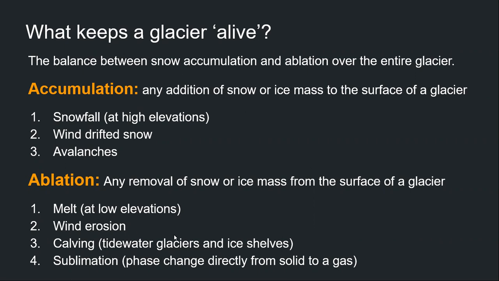In terms of ablation, we have melt, especially with the sun shining on the ice. We have wind erosion. That sounds a bit weird, but wind, when it's really strong, can actually take some of that material away from the glacier. Calving, where icebergs break off from the main glacier and therefore we lose that mass. And sublimation, which is ice that is not melting but going directly from solid to gas.